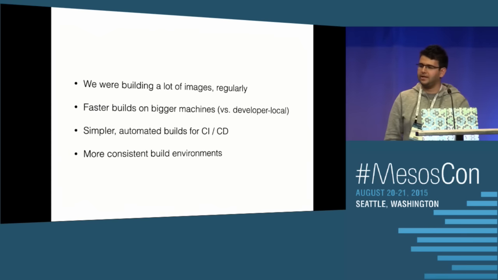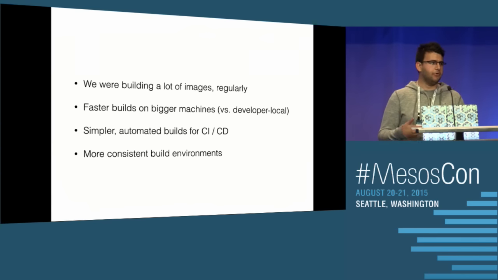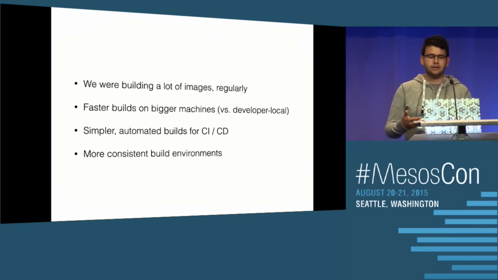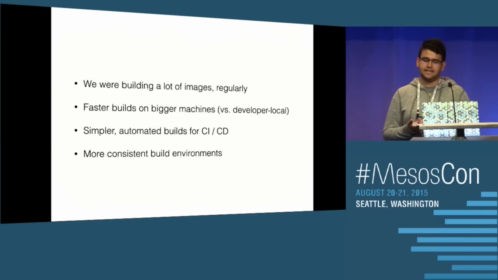So we were building quite a lot of images regularly. As we started using Mesos more and more and using Docker as a way of isolating the processes we were running, we kept building more and more of them for things like continuous integration, continuous delivery, testing, and we started to have a few issues. So we built Portainer to help solve those.